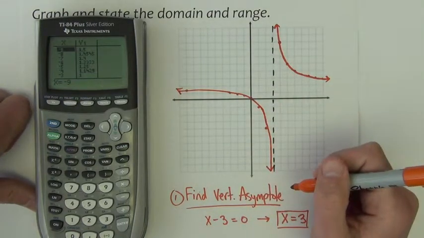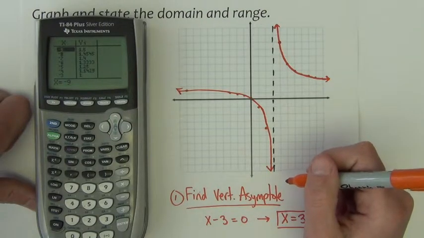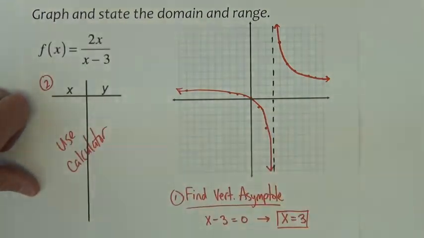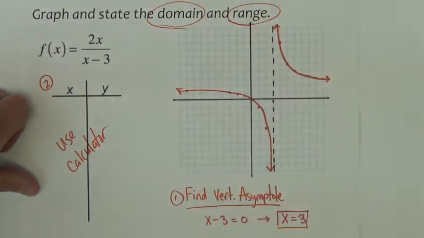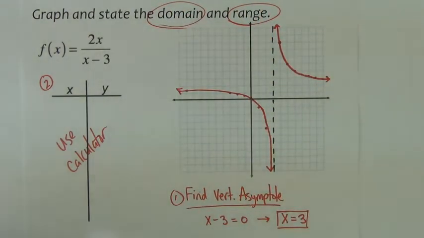And there's our rational function. Now we're also asked to state the domain and the range. Let's just do the domain on this one. We're not quite ready to talk about the range, I don't think. The domain.